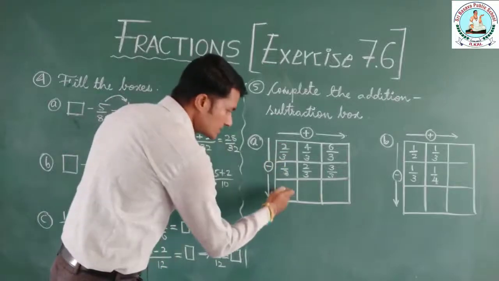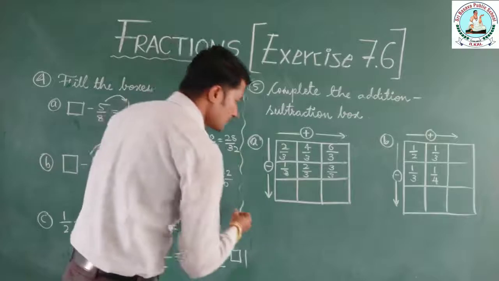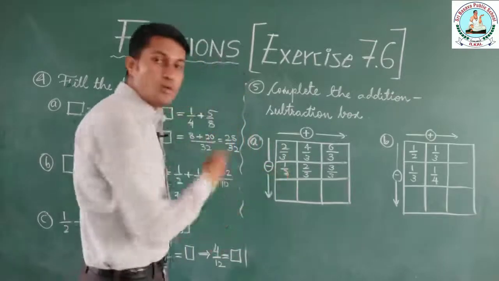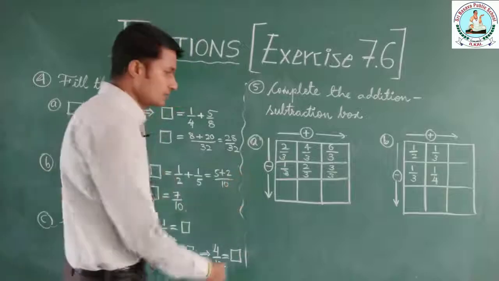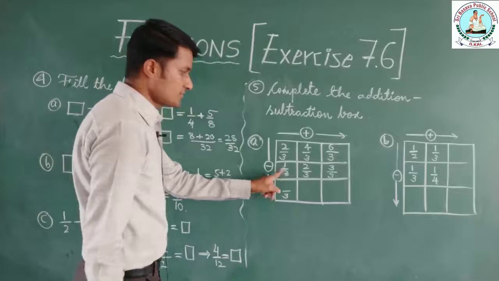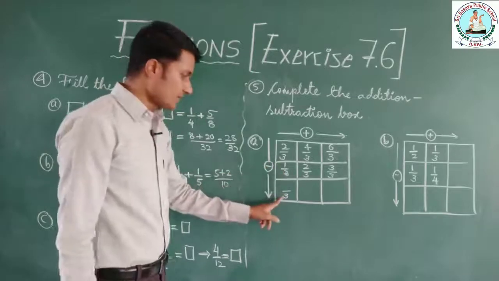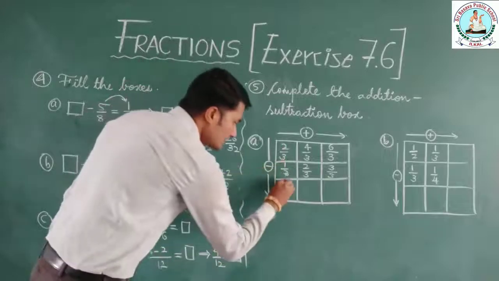So when I move like this, which operation should I do? It is absolutely subtraction. So 2 by 3 minus 1 by 3. First of all, these two fractions are like fractions. Like fractions mean we write the denominator first, because both denominators are the same here. That's why you can write the denominator first as it is. 2 minus 1 is 1.